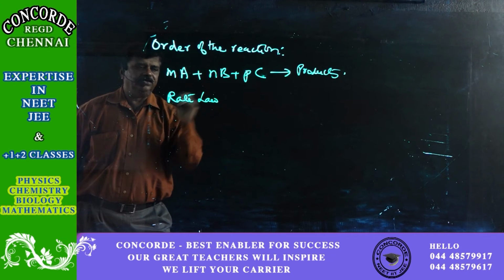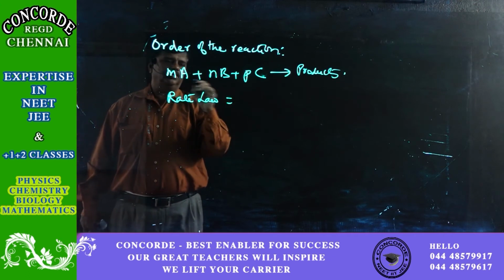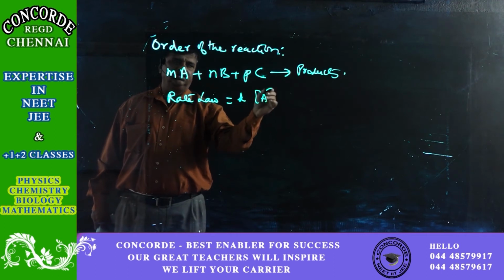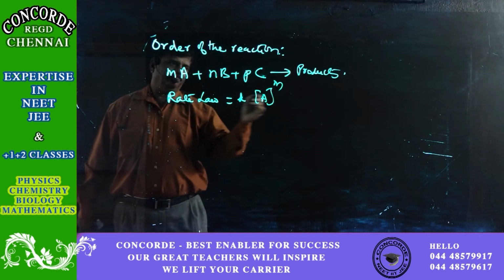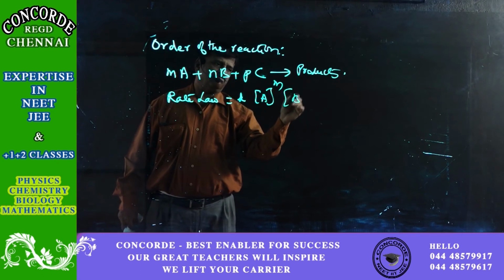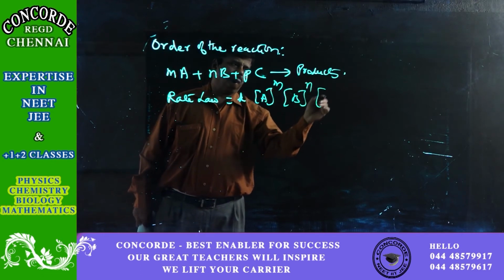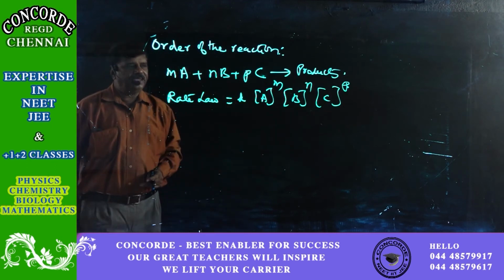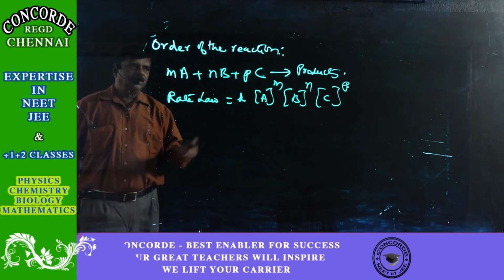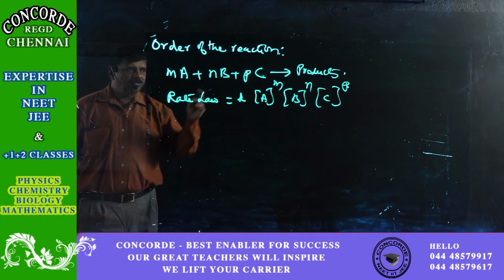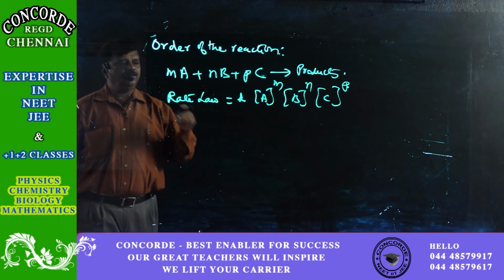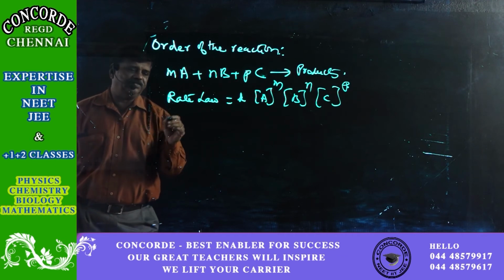The rate law equation is equal to the concentration of A to the power m, and concentration of B to the power n, and concentration of C to the power p. So now what is the order of this reaction?